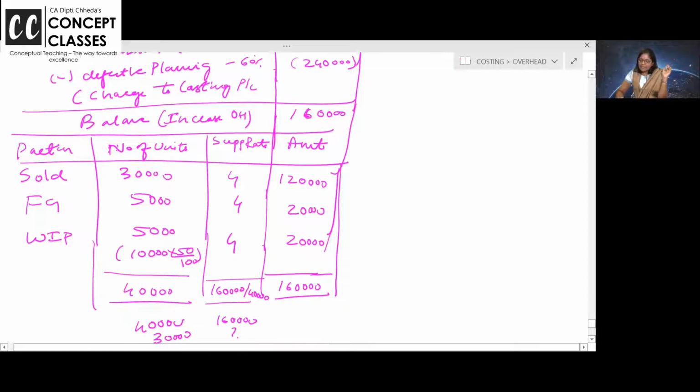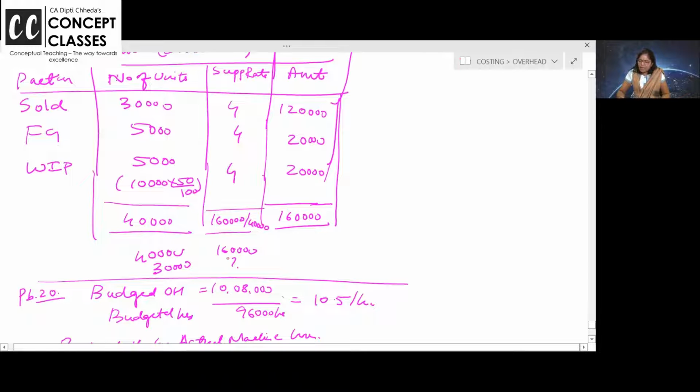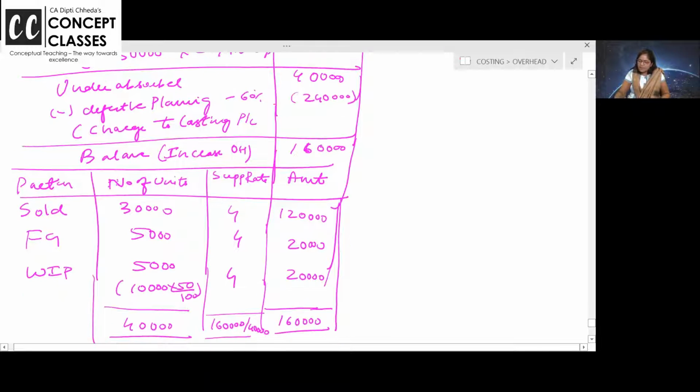Now balance is 160. In 160, 30,000 units are sold, 5,000 units are finished goods in stock, 10,000 units are in work in progress, which is 50% complete, so 5,000. So can I say 40,000 are the equivalent units? 1,60,000 is the overhead you have to charge for 40,000 units. So the supplementary rate will be 4. 40,000 into 4. So charge according to number of units.